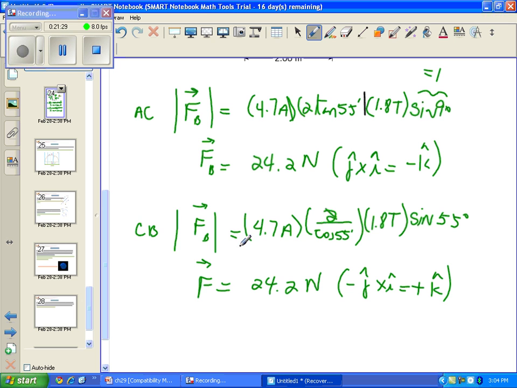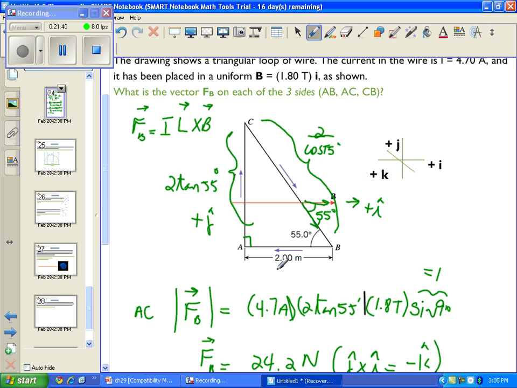Okay, last one is BA. Well, here in the case of BA, FB is equal to 0. Why? Because you can see that I is in the negative I hat direction, B is in the positive I hat direction, and negative I hat cross I hat gives us 0. So we don't even need to worry about the calculation of the magnitude.